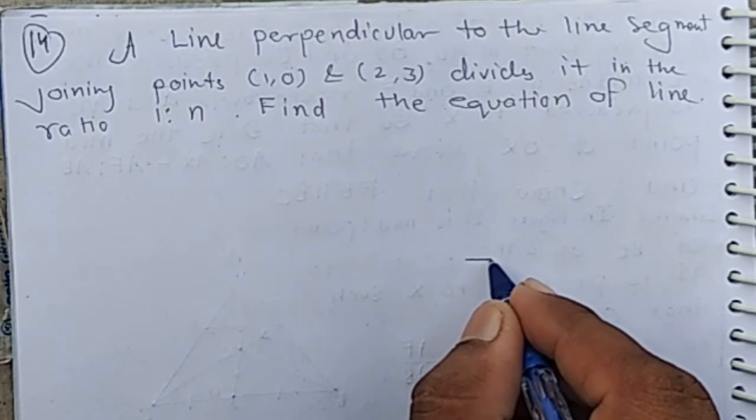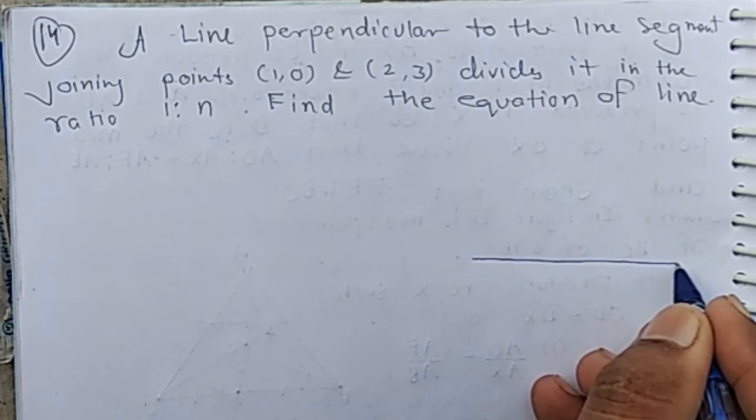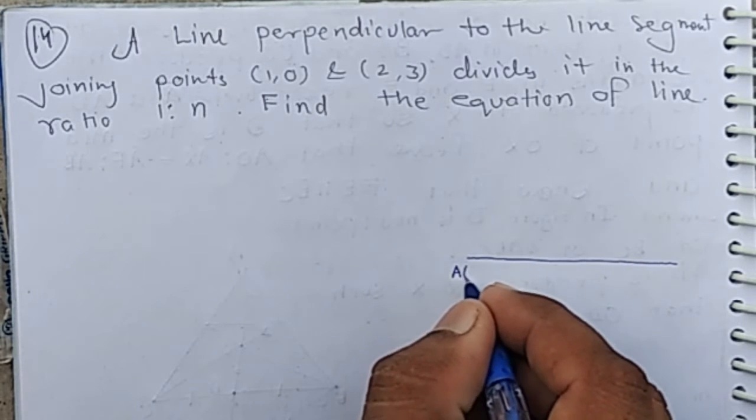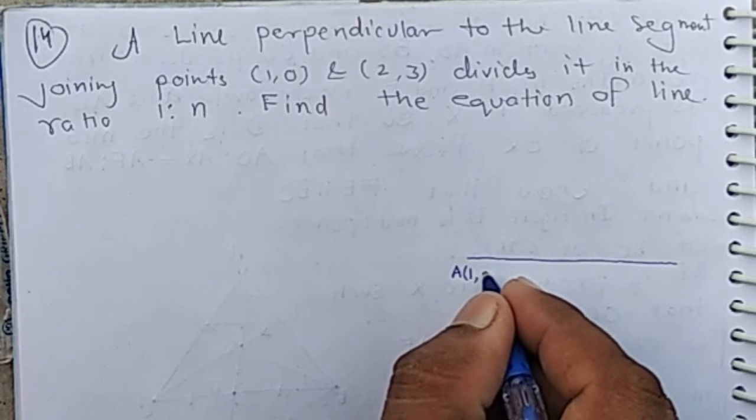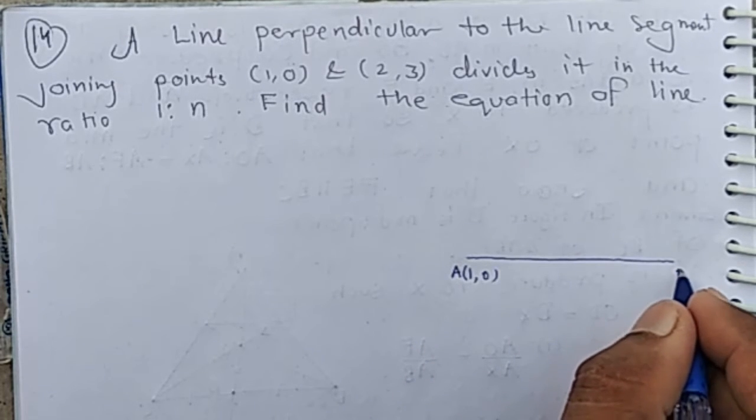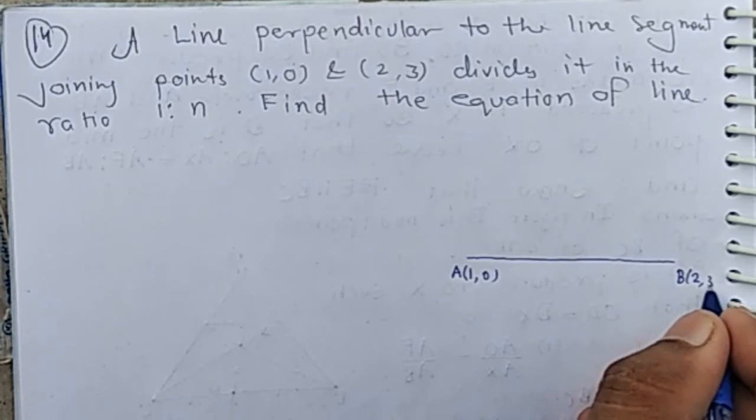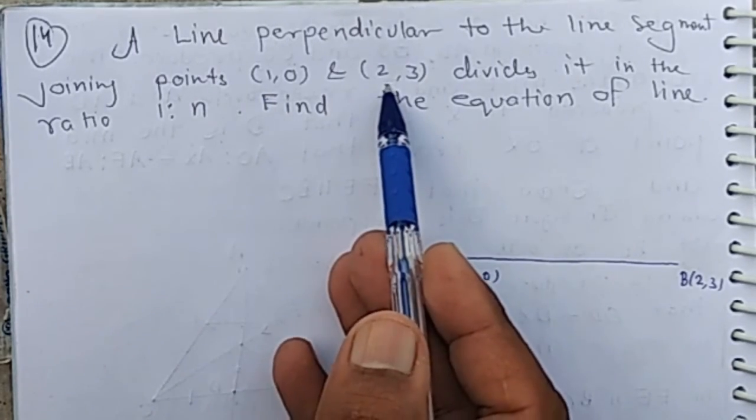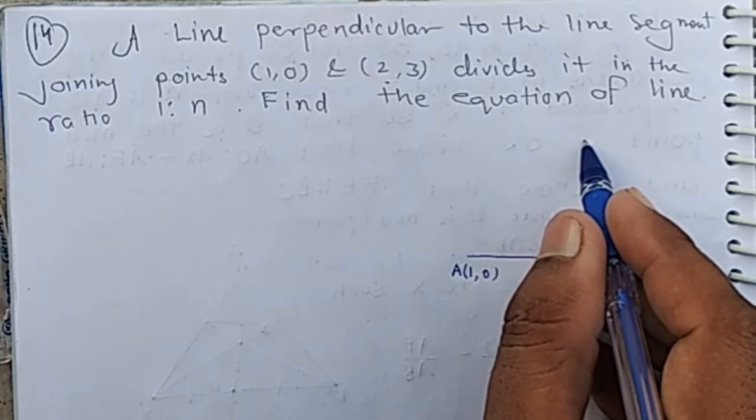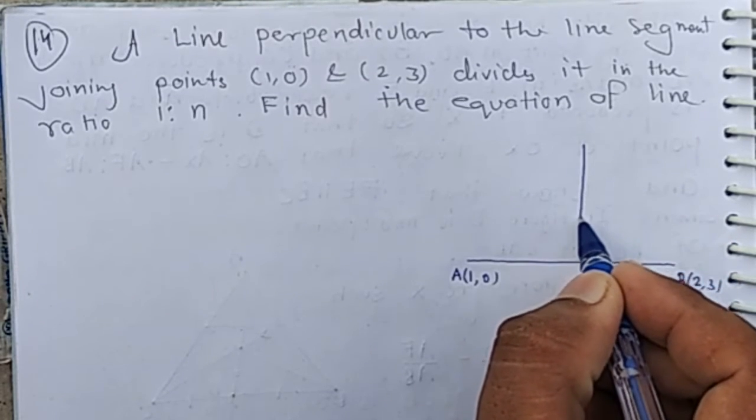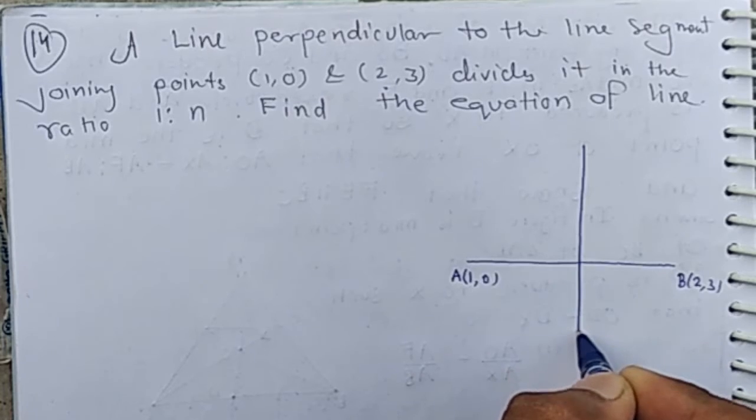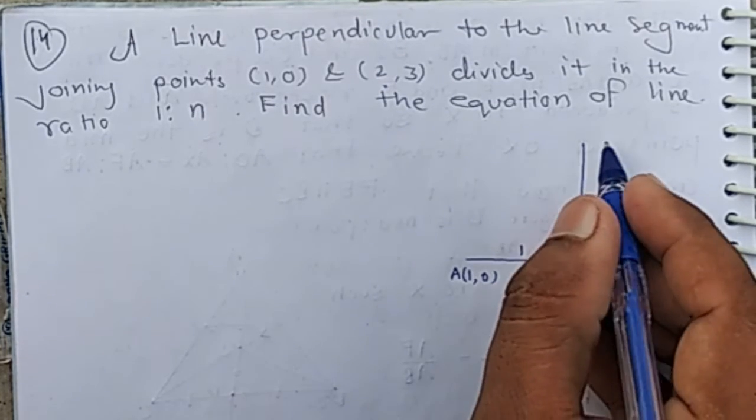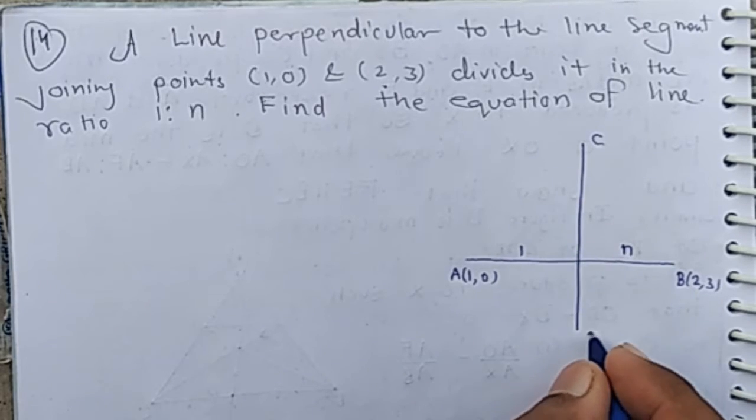Let the coordinates of point A be (1, 0) and B be (2, 3). This is the line AB, joining (1, 0) and (2, 3), and the line which is perpendicular to AB and divides it in 1:n is CD.